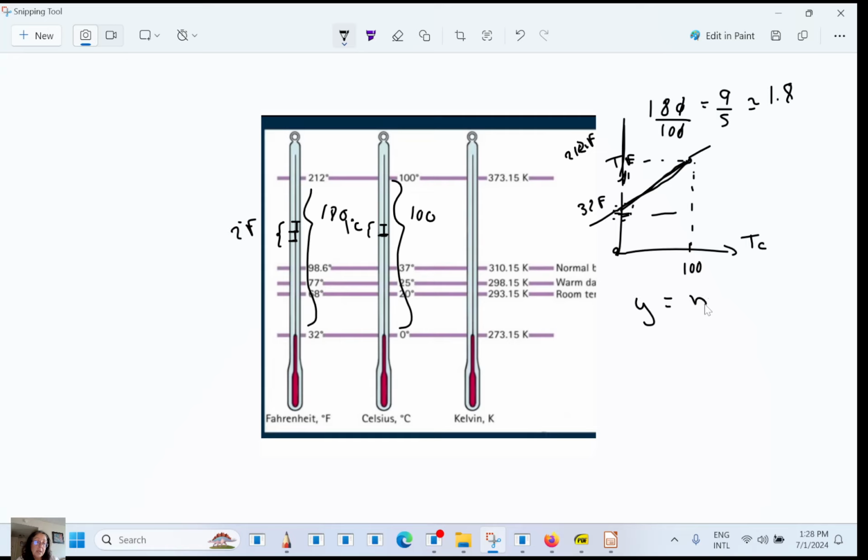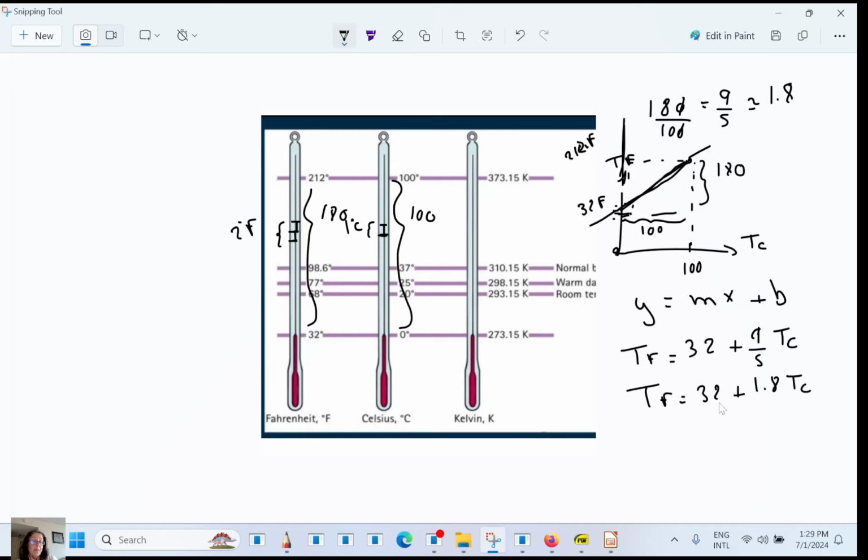Remember, y equals mx plus b. The y-intercept is 32. And then the slope is rise over run. The run here is 100, the rise is 180, so the slope will be 180 over 100, which is 9/5, or 1.8. So Fahrenheit equals 32 plus 1.8 times Celsius. Okay, so easy.